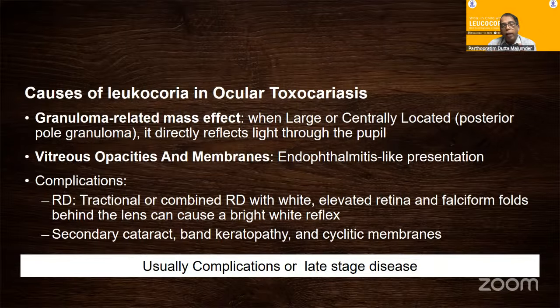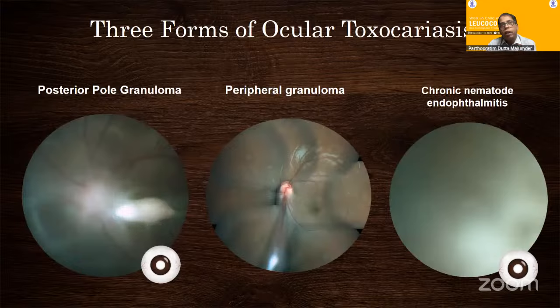So one must remember that all this in ocular toxocariasis are actually late sequelae, the presentation in late stages. There are three forms of ocular toxocariasis one should remember. One is the posterior pole granuloma, which is more common and can present with leucocoria. The other varieties are the peripheral granuloma and the chronic nematode endophthalmitis. The posterior pole granuloma and this endophthalmitis-like picture in toxocariasis can have this kind of leucocoria-like picture.